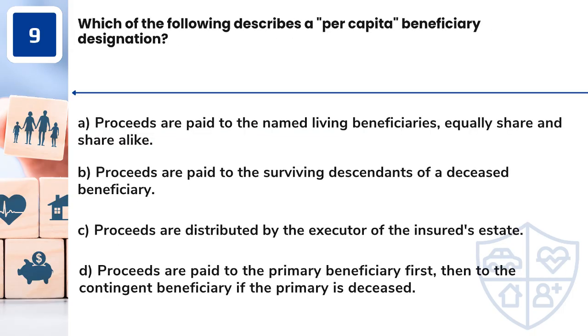Question 9. Which of the following describes a per capita beneficiary designation? A. Proceeds are paid to the named living beneficiaries, equally share and share alike. B. Proceeds are paid to the surviving descendants of a deceased beneficiary. C. Proceeds are distributed by the executor of the insured's estate. D. Proceeds are paid to the primary beneficiary first, then to the contingent beneficiary if the primary is deceased.